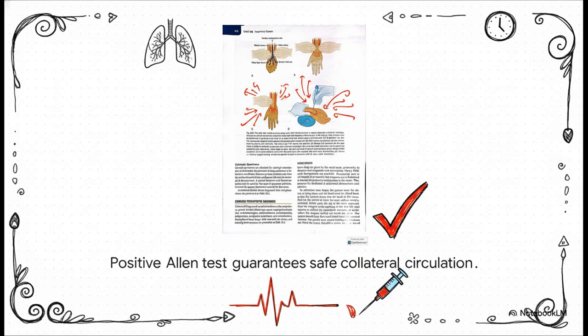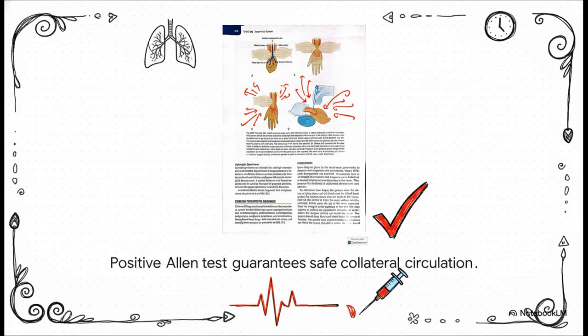When you're doing this in clinical practice, confirming that safety is everything. You're looking for that pale, blanched hand to immediately flush with color the second you release that ulnar side, even while you're still holding down the radial artery. That's what a positive, safe Allen test looks like.